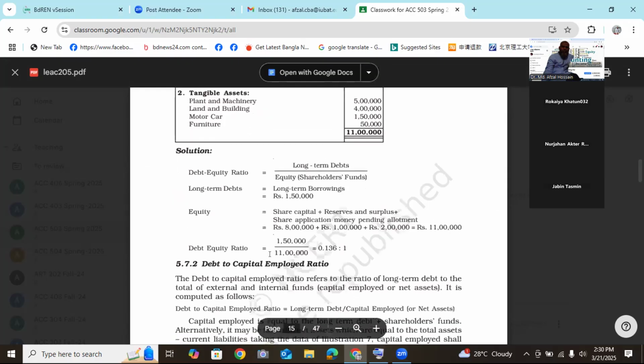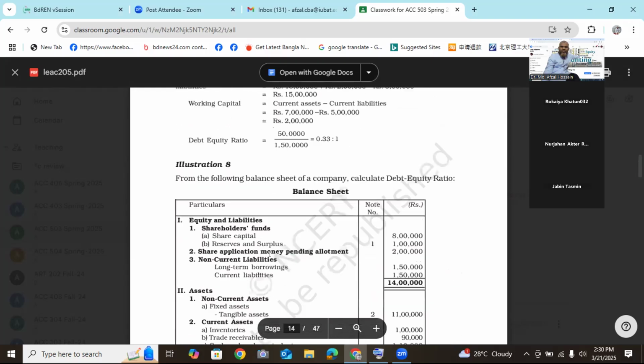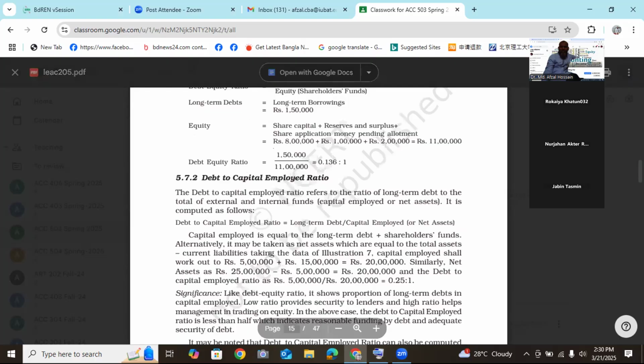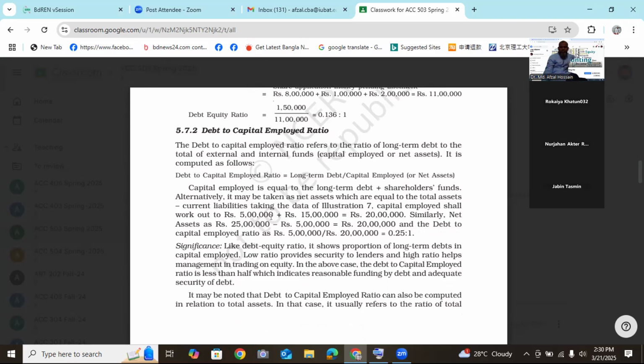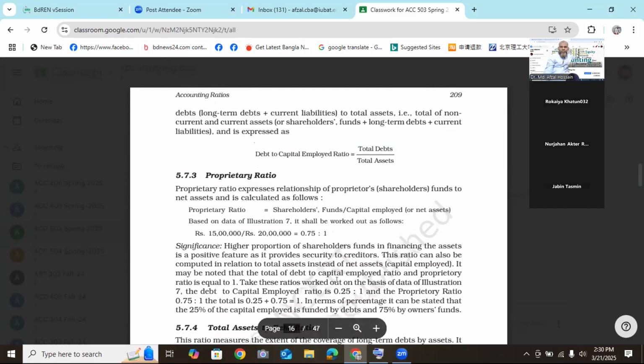So there is no illustration for this debt to capital employed ratio. Okay, no problem. We'll move forward.